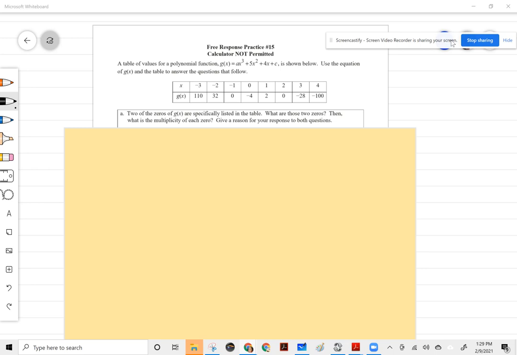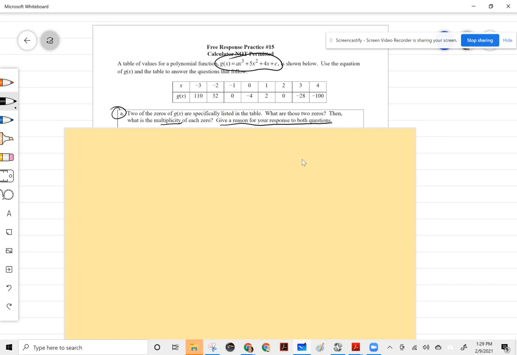Okay, so this is going to talk about the free response practice number 15. You were given this table of values and the function right here, and then you're going to be asked the question. On part A, it says that two of the zeros are specifically listed in the table. What are those two zeros? Then what is the multiplicity of each zero? And you basically have to give a response to both questions.